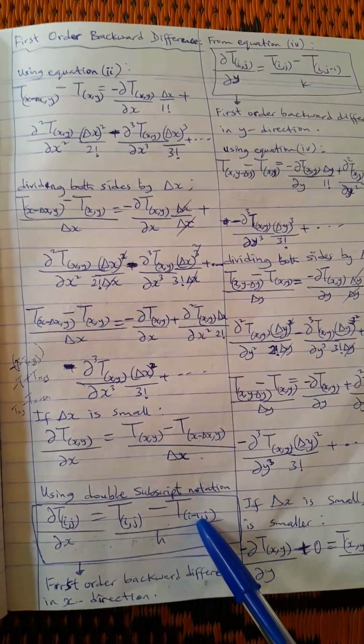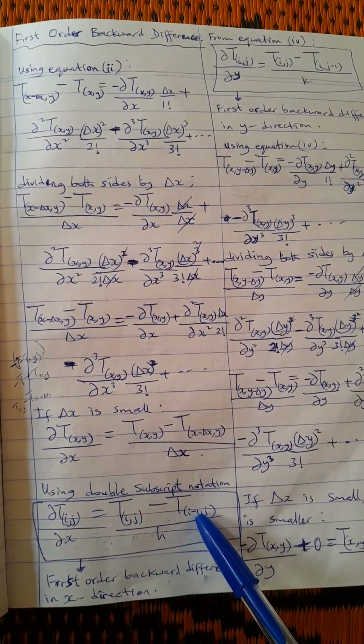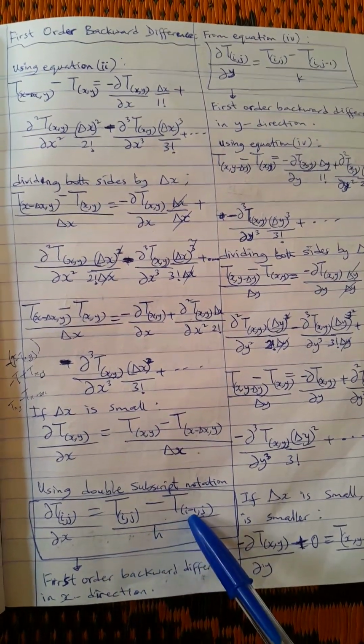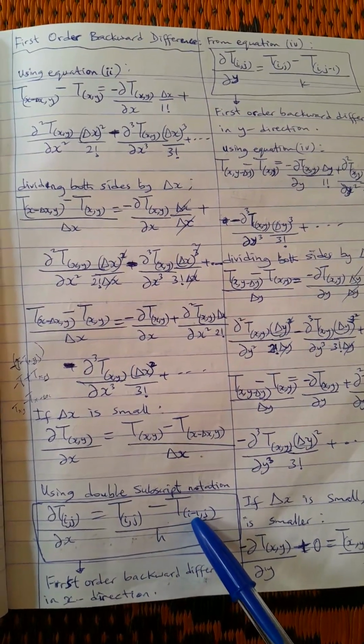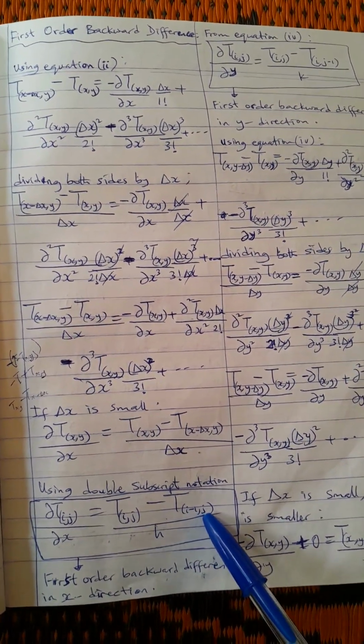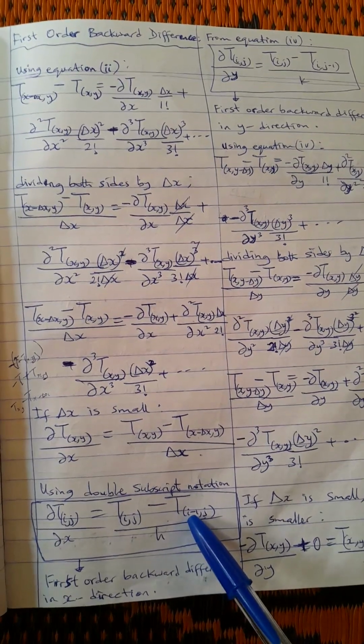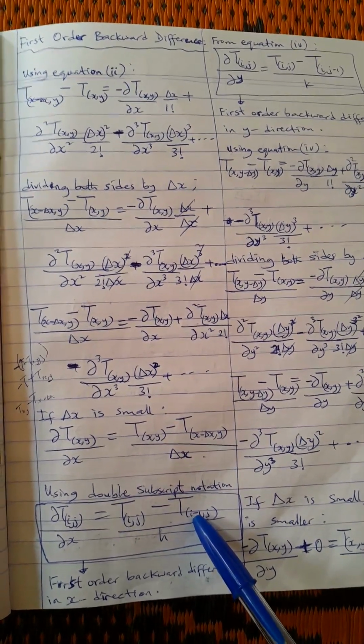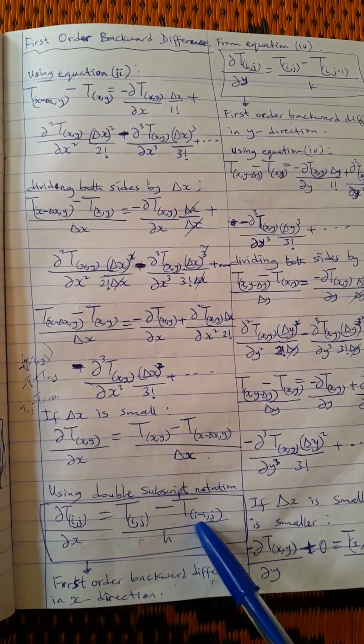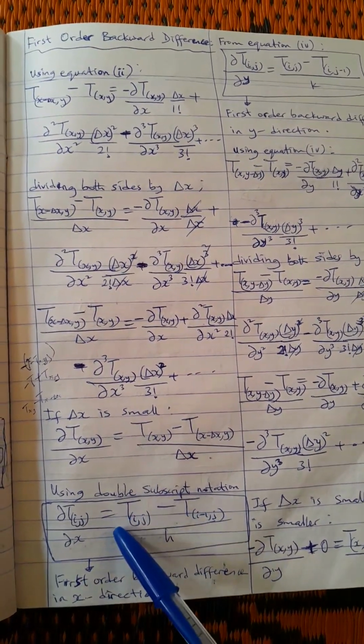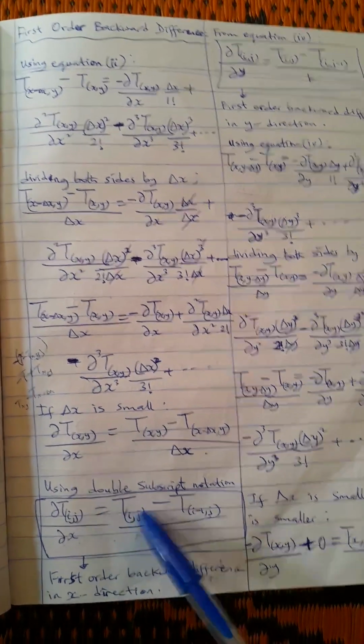So when you see this one is I minus 1, J. For forward difference in X direction it is I plus 1, J. But in backward it is now I minus 1, J. And this one is at this side. So note that. This is for the S direction.